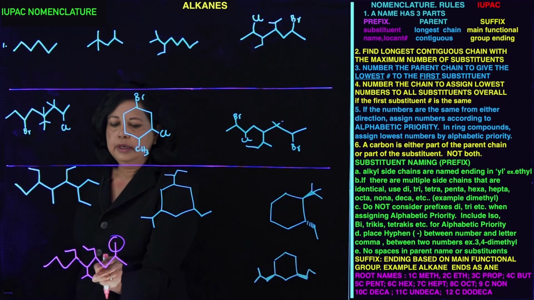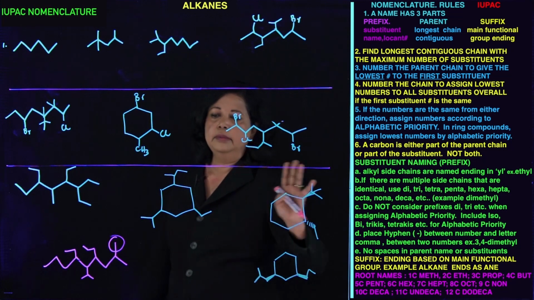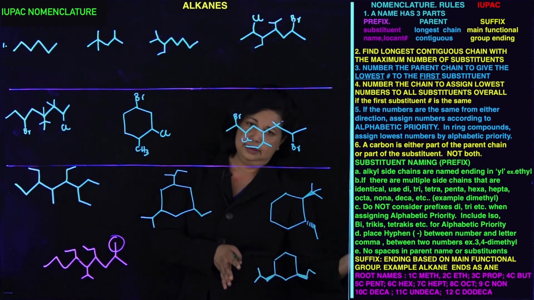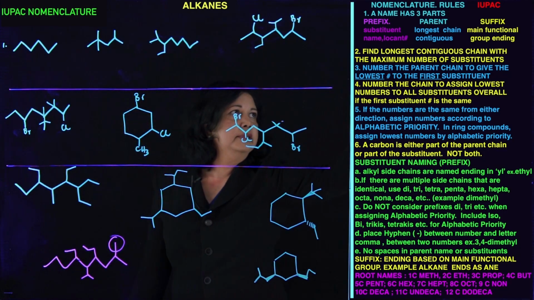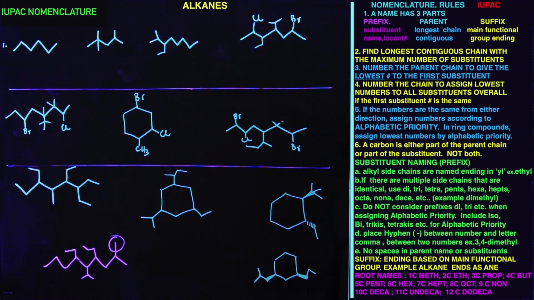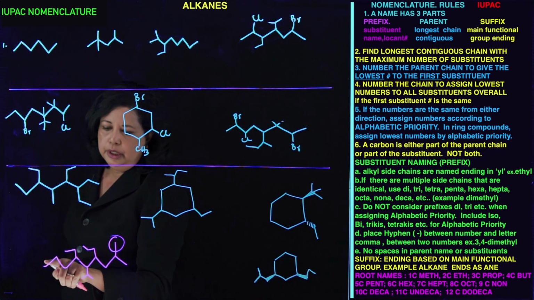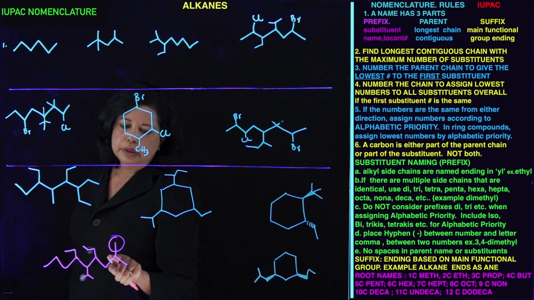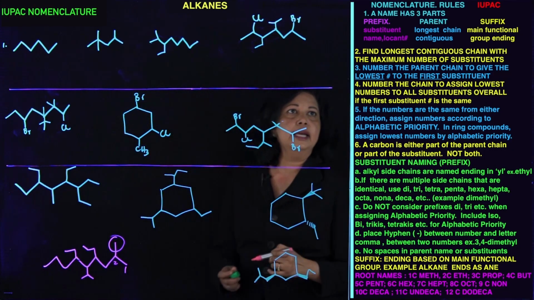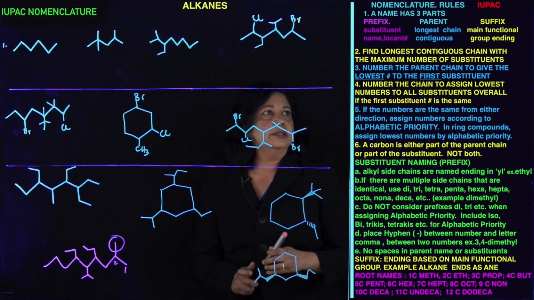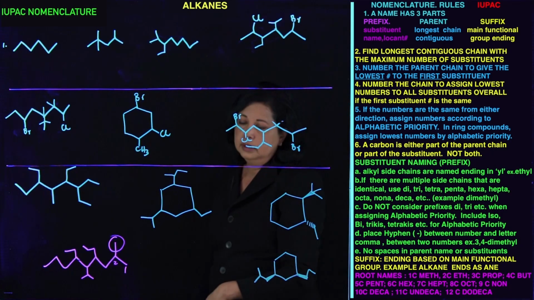And so we have to name the kids and put them in the front and then name the parent, like Brian Johnson. So here you got to number the parent chain to give the lowest number to the first substituent. So here this is 2, here 1, 2, 3, 4. So you would go this way, 1, 2. That's what they say. Number the chain to assign the lowest number to substituents overall.